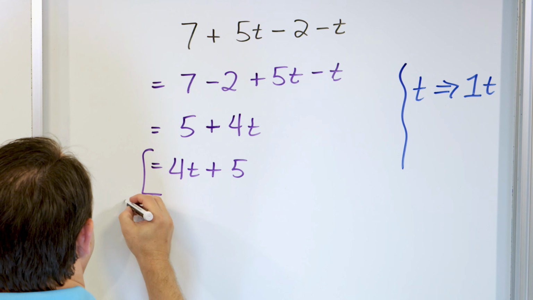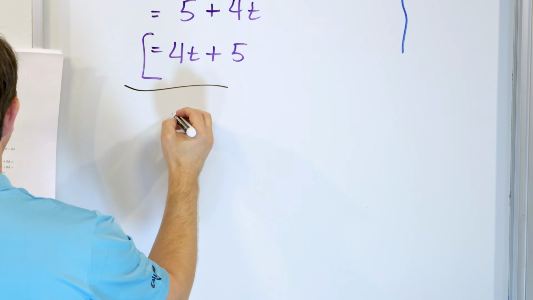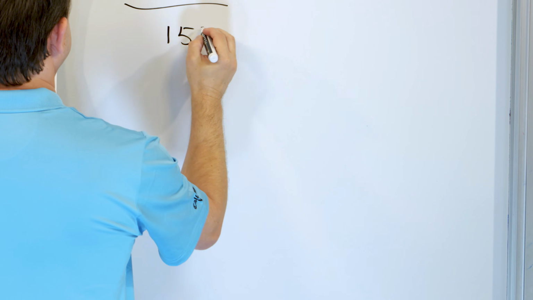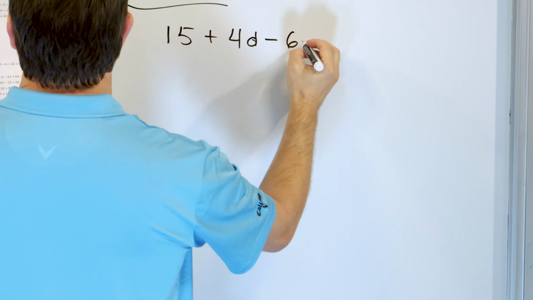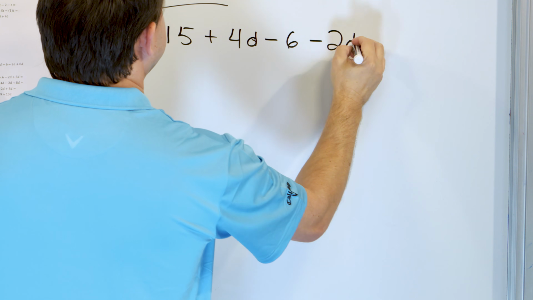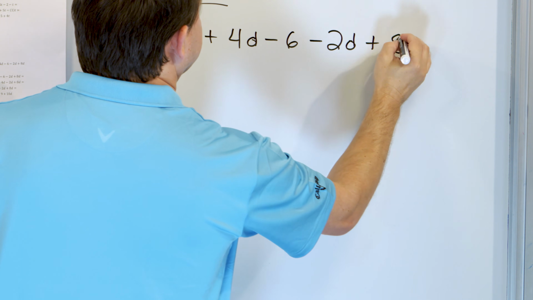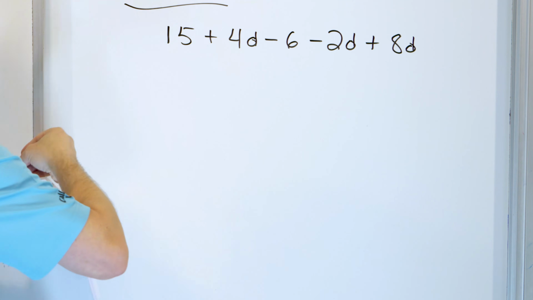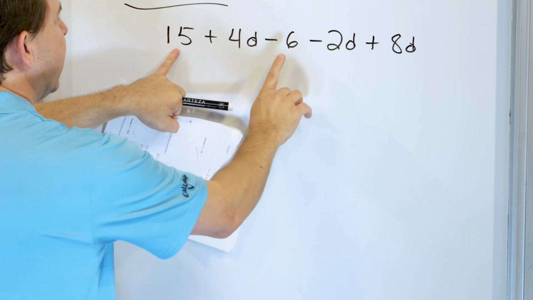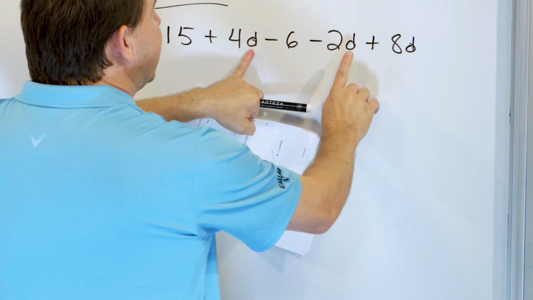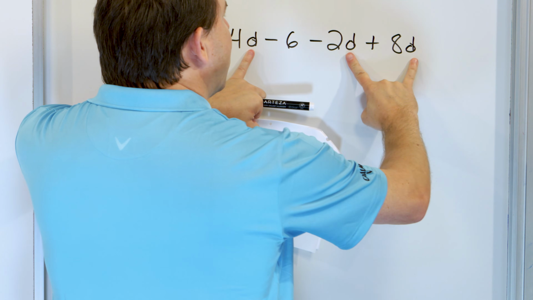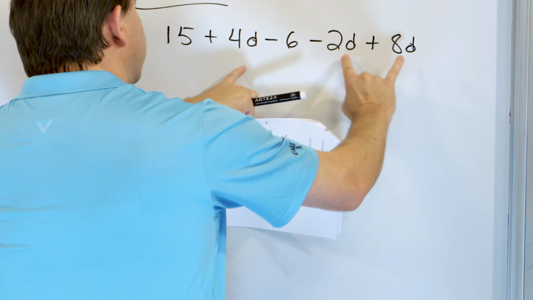All right. Let's take a look at something larger. What about 15 plus 4 times d minus 6 minus 2 times d plus 8 times d? So we see that we have a constant number here and a constant number here. Those are like terms. And then we see we have a d term here and a d term here and another d term over here. So those are all like terms.